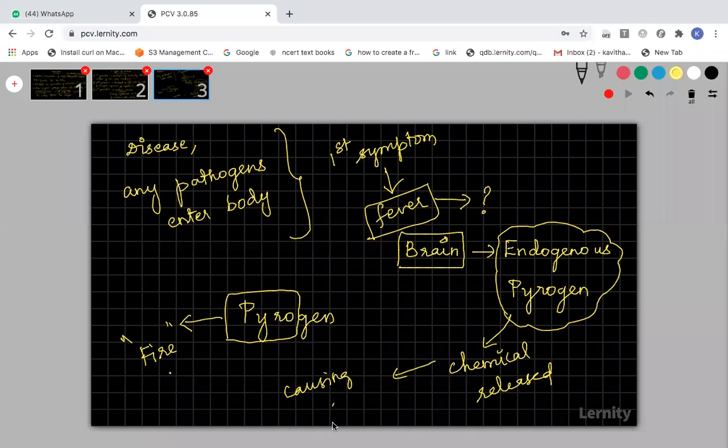It is causing fever in the sense that it is increasing your body temperature. So what is the principle behind that? If body temperature increases, then automatically the microorganism that has entered into the body will be killed, because microorganisms cannot survive in high temperature. So that is the principle why your brain is releasing this chemical. If this chemical is released, automatically your body temperature will increase.